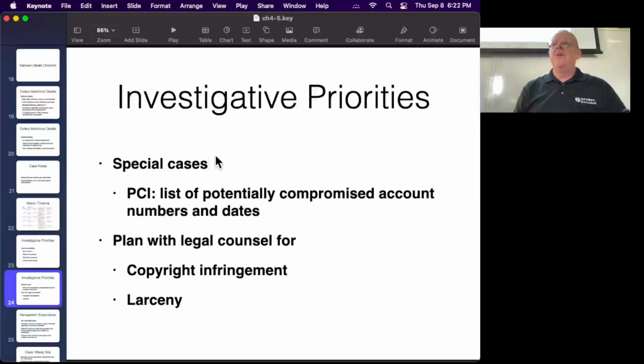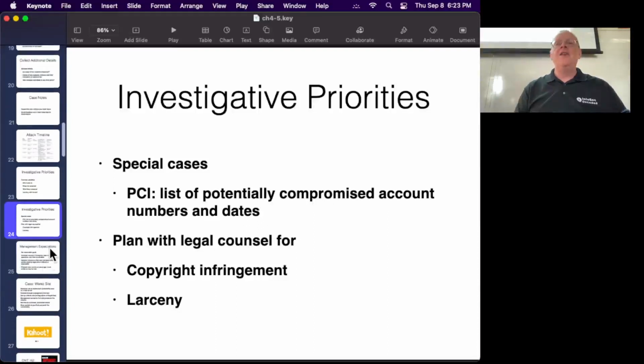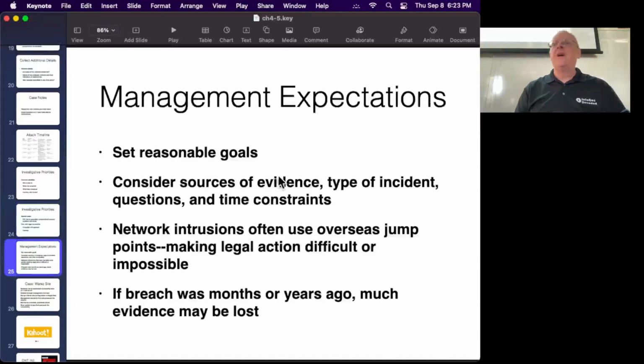So there are special cases sometimes. If you have payment card information, then you're going to have a list of the account numbers and dates, because you may need to notify those people that their credit cards have been compromised. And you're going to have to check with your legal counsel for issues like that, and copyright infringement and larceny, if you want to prosecute people who are stealing money and such. So you may have legal considerations of what kind of data you want to get and how you want to preserve it.